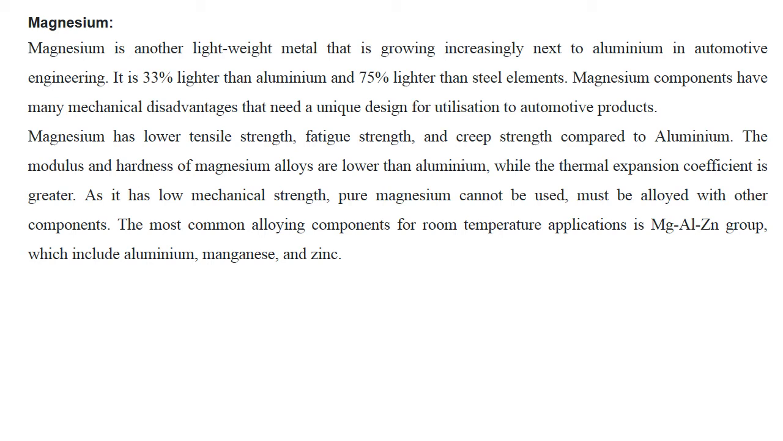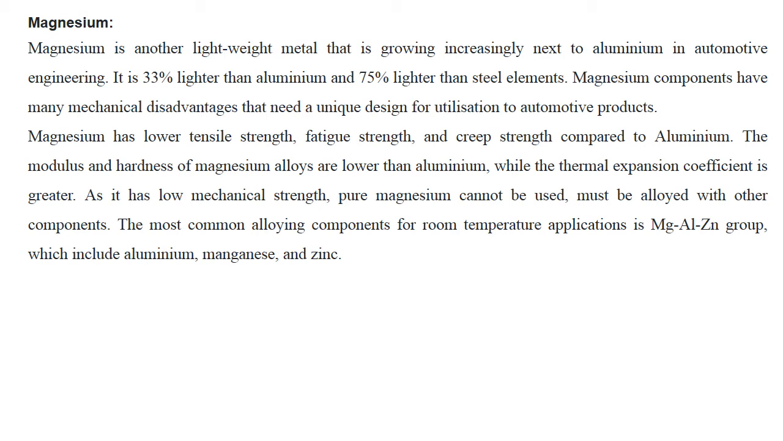So magnesium has lower tensile strength, fatigue strength and creep strength compared to aluminum. So the modulus and the hardness of magnesium alloys are lower than aluminum, while thermal expansion coefficient is greater. As it has low mechanical strength, pure magnesium cannot be used, it must be alloyed with the other components.